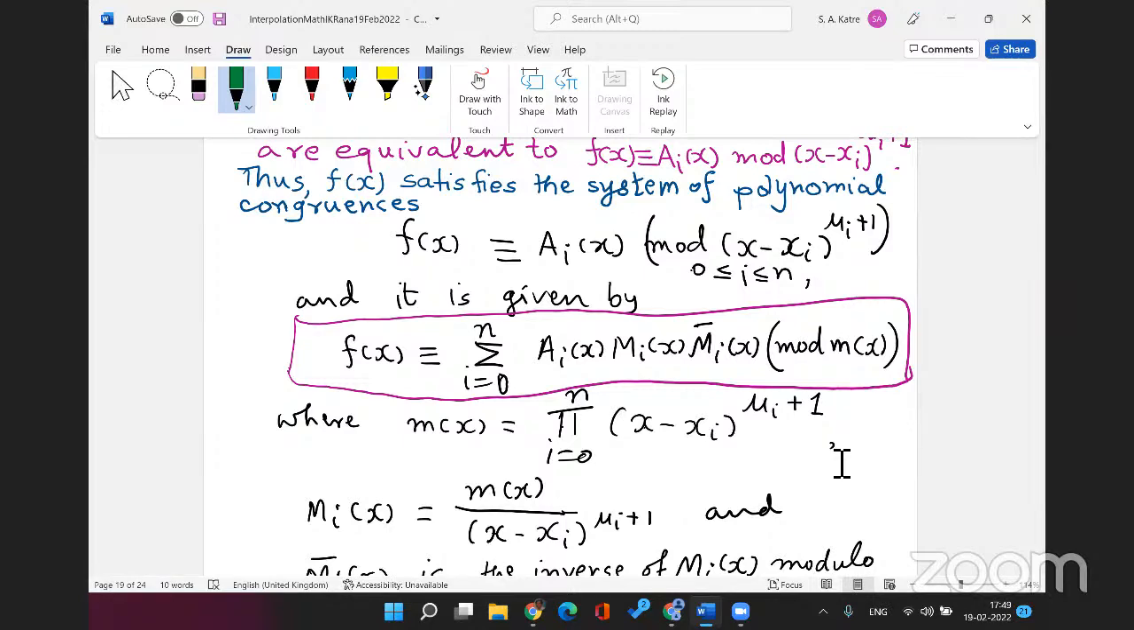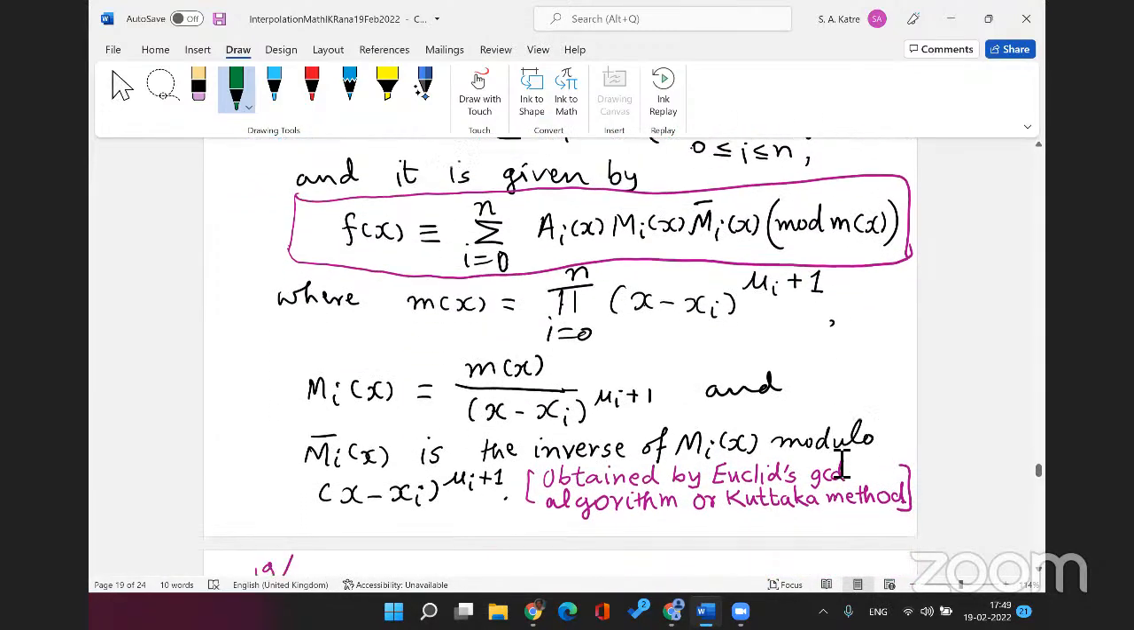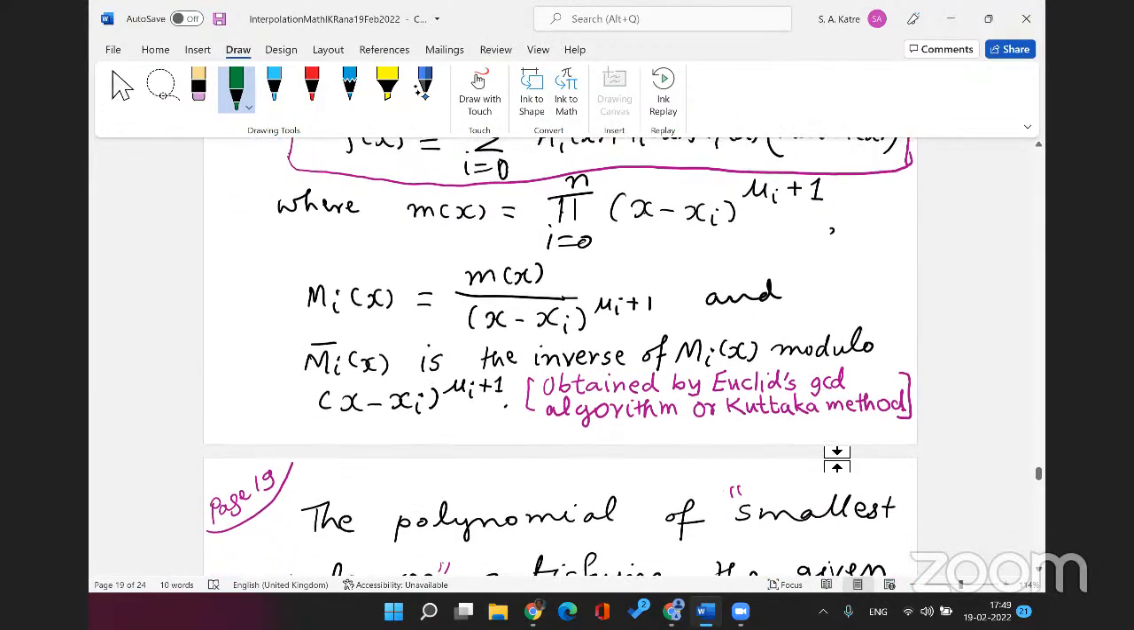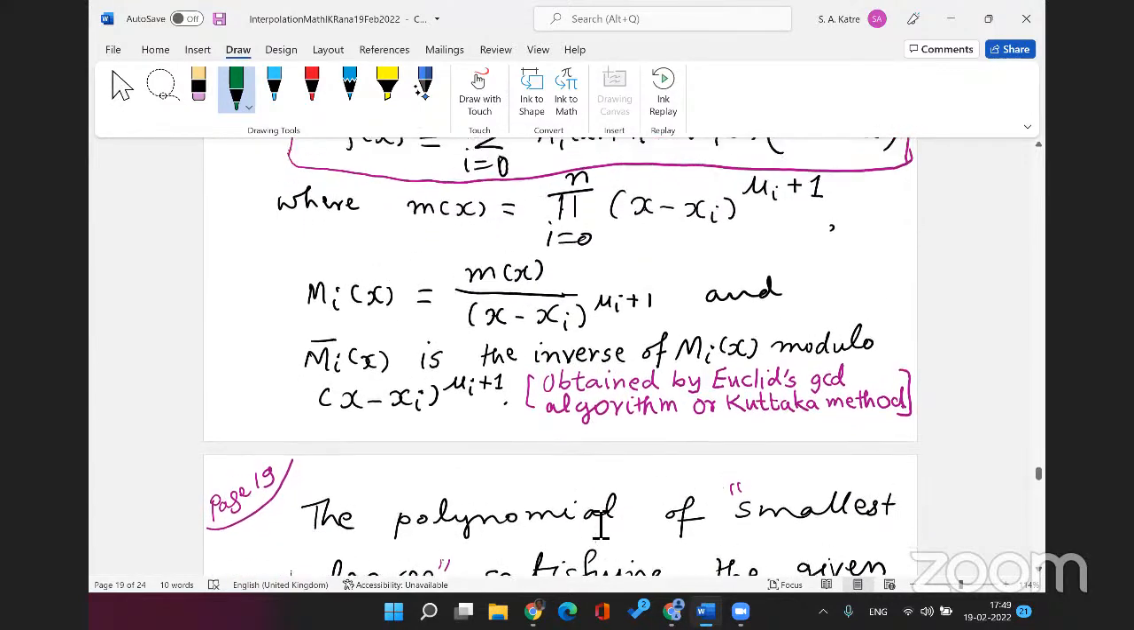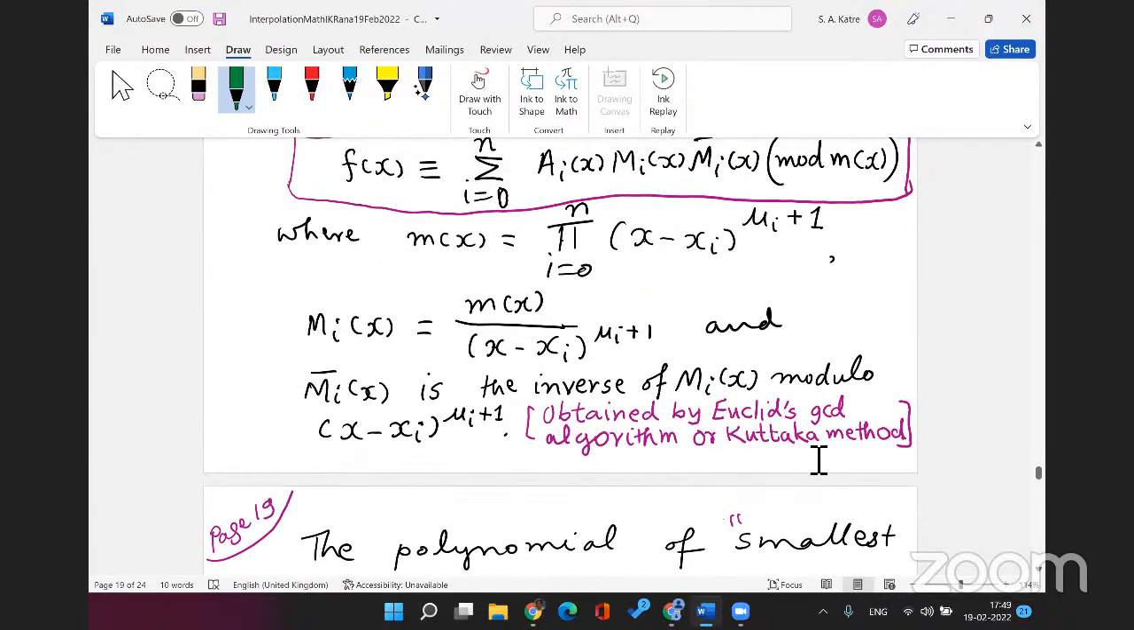Even then you can get this answer. The only trick is to find out Mi bar x. But Mi bar x is the inverse of Mi(x) modulo (x minus xi) raised to mu i plus 1. Mi(x) is, as we know, M(x) upon (x minus xi) raised to mu i plus 1. So you can find out the inverse using Euclid's GCD algorithm or the Indian Kuttaka method.